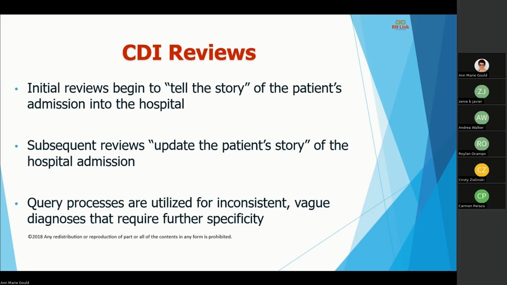Now, your subsequent reviews update the patient story of the hospital admission. So this is where your query opportunities may be found in your subsequent documentations. Usually, your query processes are utilized for inconsistent, vague diagnoses that require further specificity. Like everything that comes to mind is they write heart failure. They give you the type, but they don't give you the acuity or the severity. They'll write diastolic heart failure, but they don't tell you if it's acute, chronic, or acute on chronic.